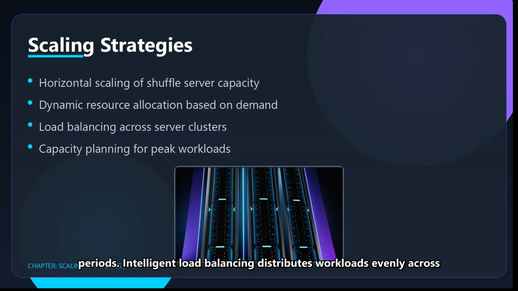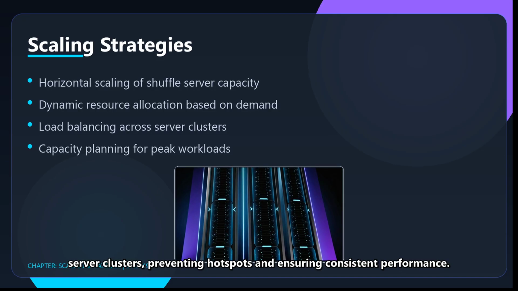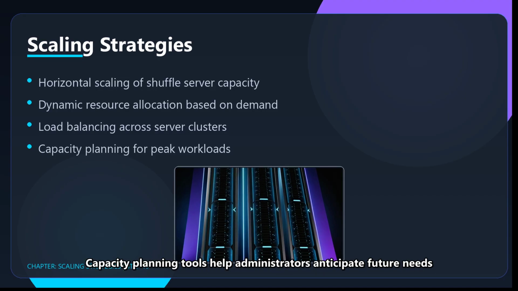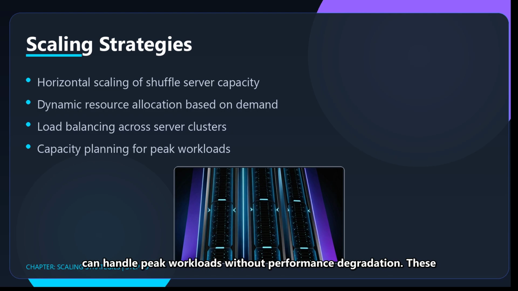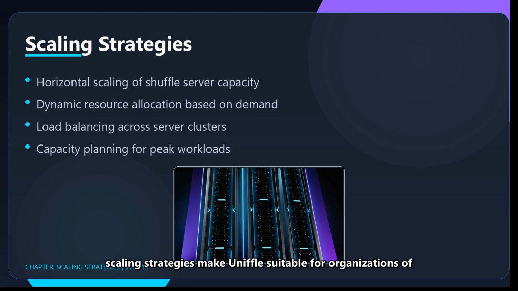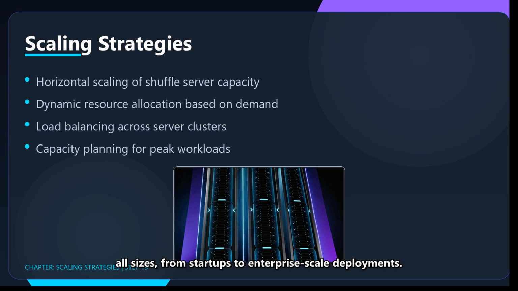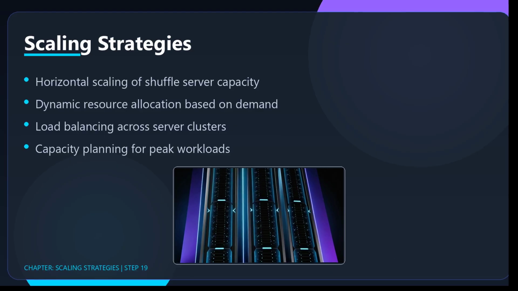Intelligent load balancing distributes workloads evenly across server clusters, preventing hotspots and ensuring consistent performance. Capacity planning tools help administrators anticipate future needs and provision resources accordingly, ensuring that the system can handle peak workloads without performance degradation. These scaling strategies make Uniffle suitable for organizations of all sizes, from startups to enterprise-scale deployments.